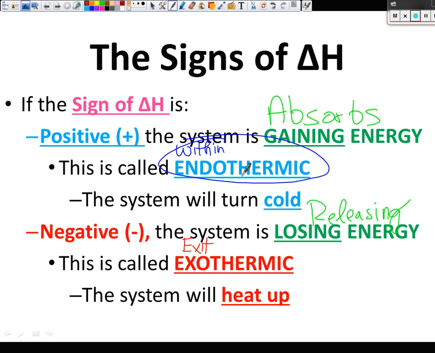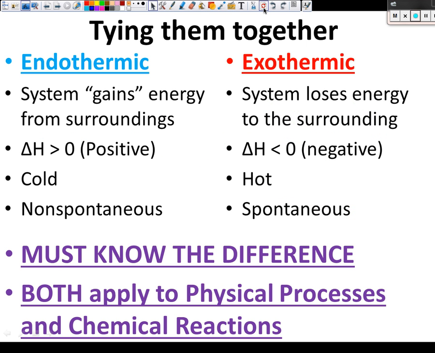And again, those things are going to be arbitrary. What we would say is a big change in temperature may not be. It could be very small, but it could be very impactful. Okay? So, tying them together. We're putting the exact same information on the same slide so you can compare it. So, endothermic. The system gains energy. This is another way to view it from a quantitative standpoint, that delta H is greater than 0. What's another way to say greater than 0? Positive. Does that make sense?